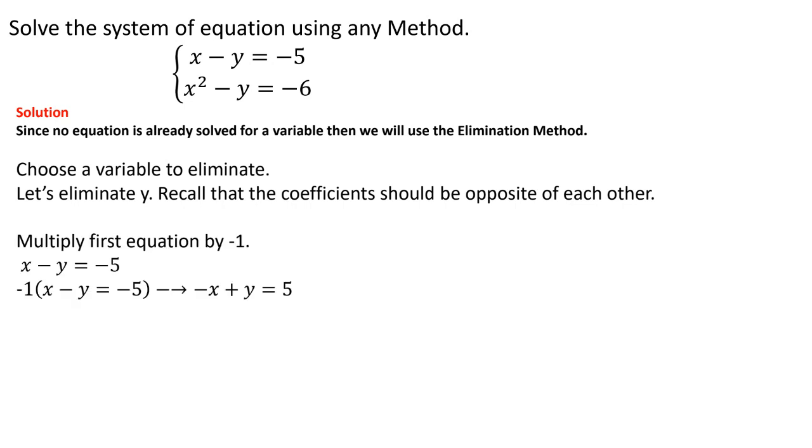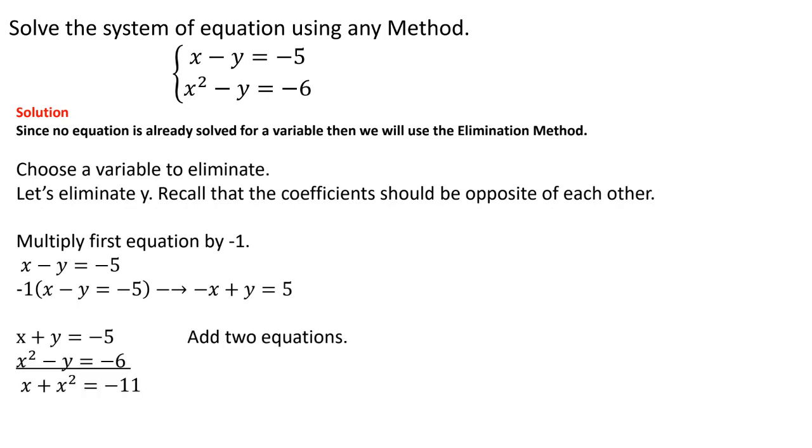And so I'm going to multiply the first equation by negative 1. So we have negative 1 times x, and negative 1 times negative y, and negative 1 times negative 5. So we end up with negative x plus y equals 5. So we set it up, and we add them, we get x plus x squared is equal to negative 11. So our y's are going to cancel. Again, it's quadratic, so we can use any method that you like. So in order to solve it though, I need to bring this 11 to the left side. So I end up with x squared plus x plus 11 equals 0.